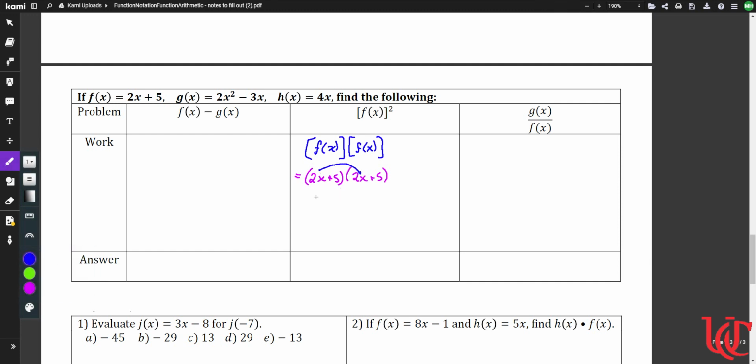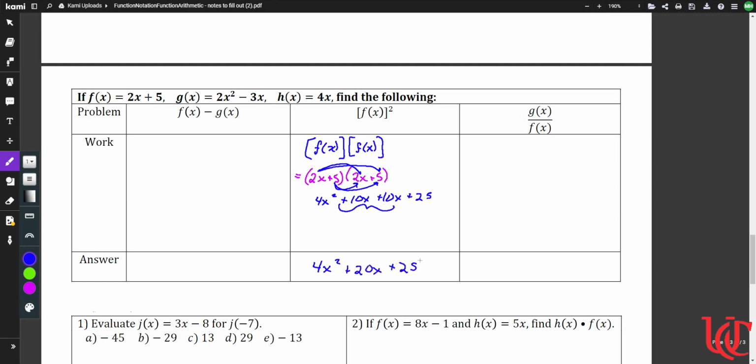So 2x times 2x is 4x squared. 2x times 5 is plus 10x. 5 times 2x is plus 10x. I'm just going to put it in one row, even though it's easier if I have two rows. And 5 times 5 is plus 25. Now, I have like terms here. So this is going to be 4x squared plus 20x plus 25.